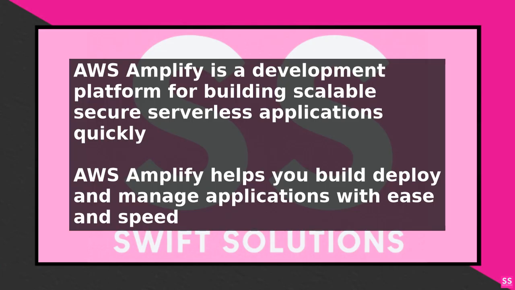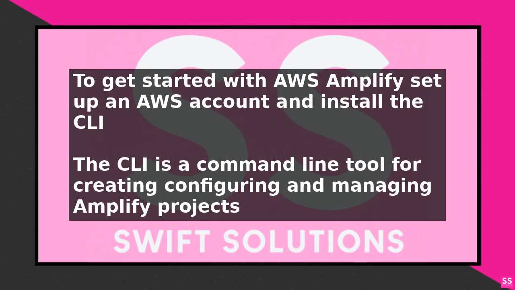AWS Amplify CLI. The CLI is a command line tool that allows you to create, configure, and manage your Amplify projects. Once you have the CLI installed, you can create a new Amplify project by running the amplify init command. This will prompt you to choose a project name, environment, and other settings.